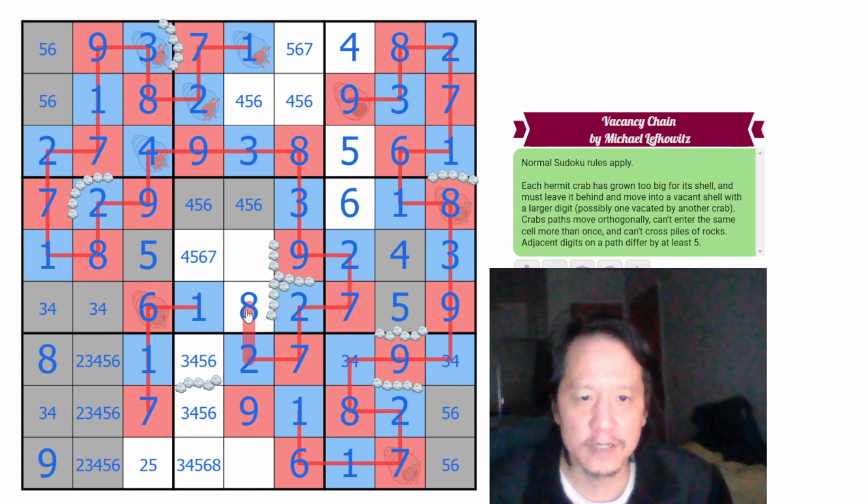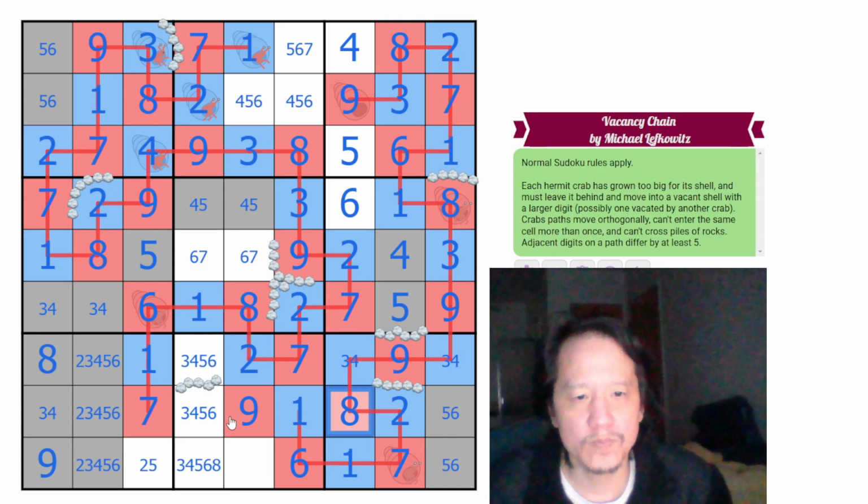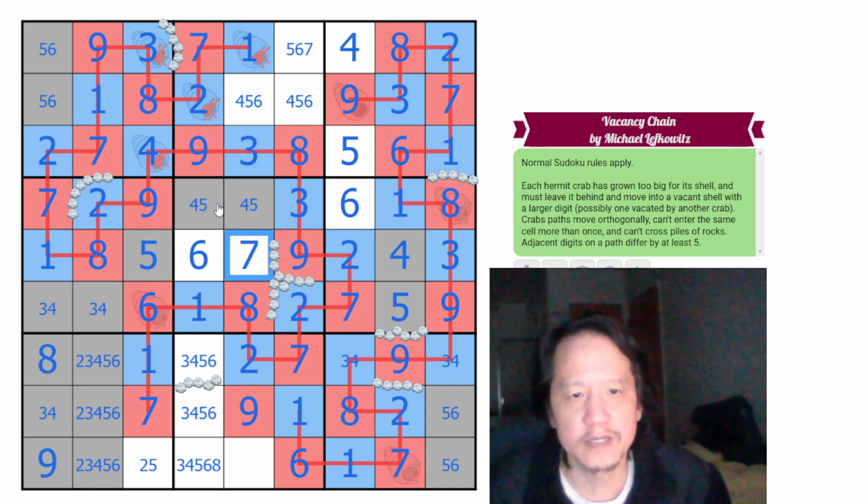So it has to connect here, then this would have to be 6 or 7, so it can't go up that way, so it has to go there. This can't be 4 or 5. This is 6 or 7. This is 6 or 7. This is 4 or 5. So this is the high. This can't be 7, so this is 6, which makes that a 7.